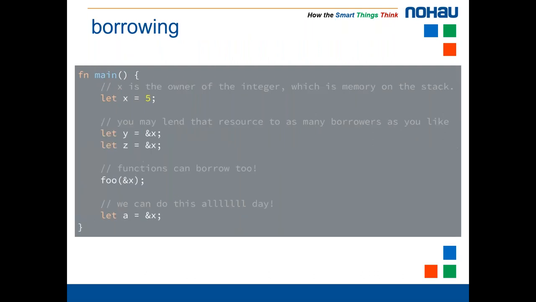So borrowing is an important concept related to the concurrency and threads aspects and the safety related to it. Here we're assigning x the value of 5, and then you can borrow the x. As you can see, let y equal reference to x, and z the same way, and a function can borrow x. This is all acceptable and this is all okay.